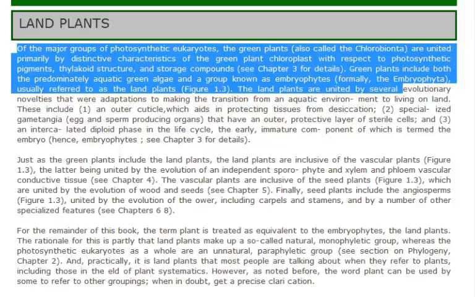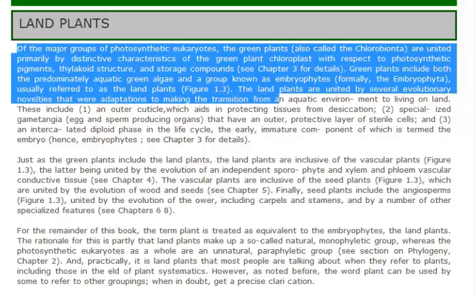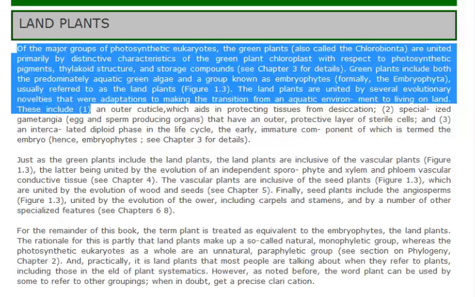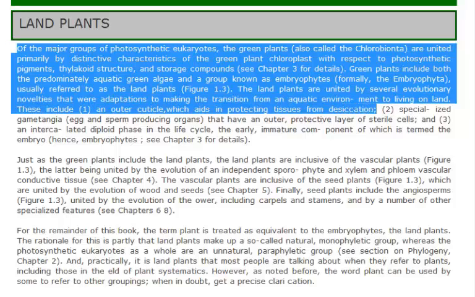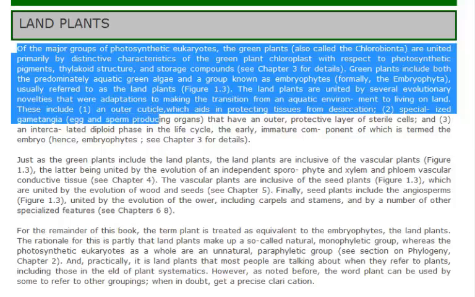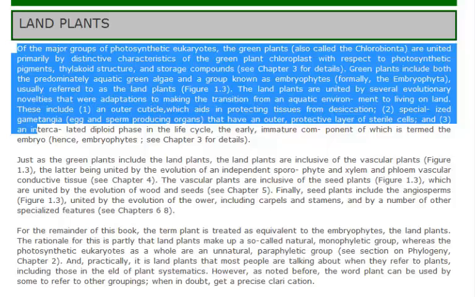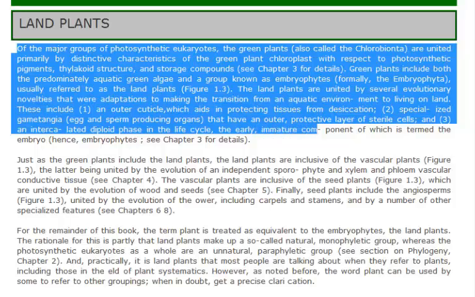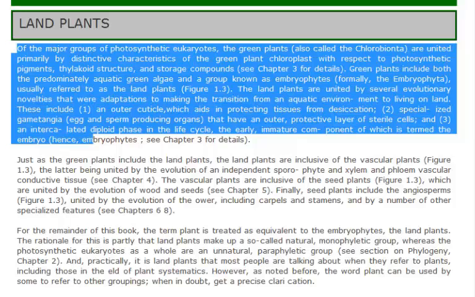The land plants are united by several evolutionary novelties that were adaptations to making the transition from an aquatic environment to living on land. These include an outer cuticle, which aids in protecting tissues from desiccation, specialized gametangia that have an outer protective layer of sterile cells, and an intercalated diploid phase in the life cycle, the early immature component of which is termed the embryo.